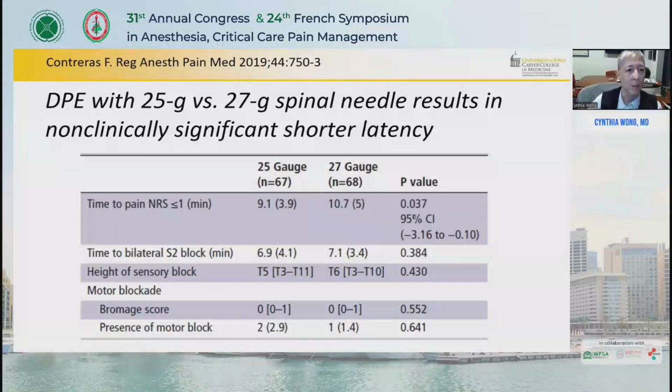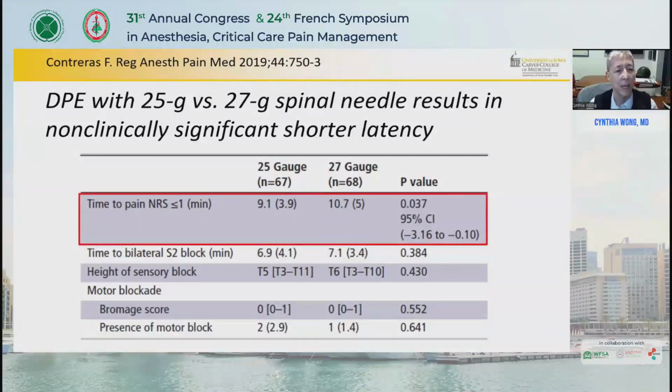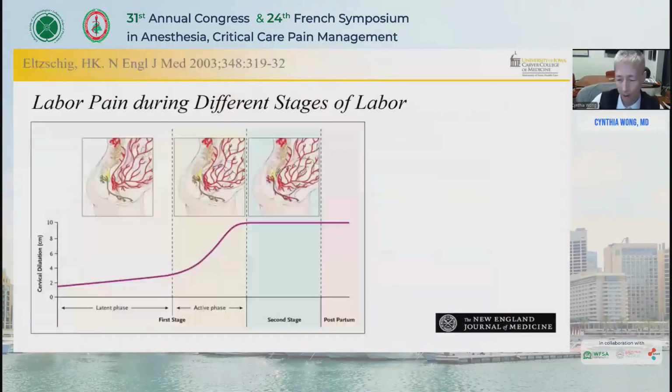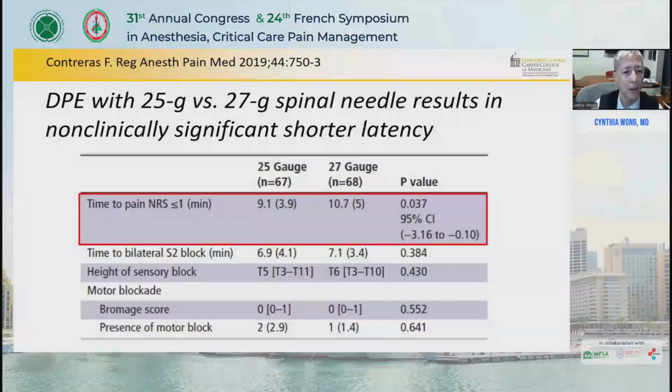And if you look at time to onset of pain relief, again, pain scores less than or equal to 1, there was a non-clinically significant shorter onset of analgesia in patients who were randomized to the 25 gauge versus the 27 gauge needle. So you can see the difference here is a little bit less than a minute and a half, which most of us would think is not clinically significant. The time to a bilateral sacral block, that's the next line down, was not different between the two groups.